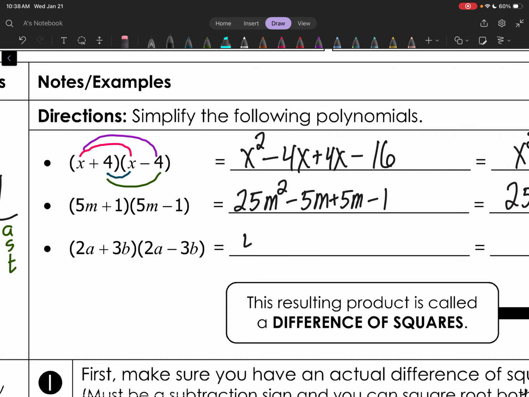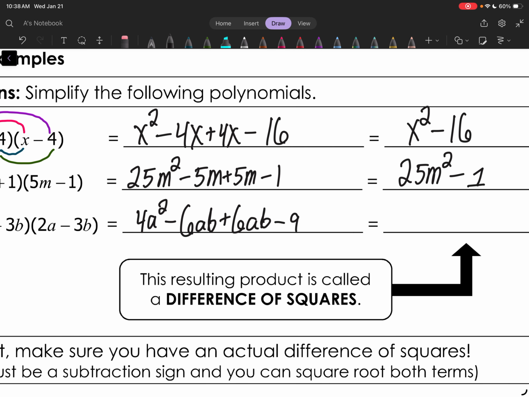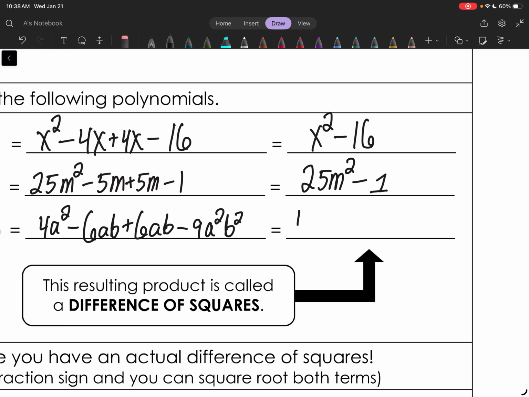All right, the last one is 4a squared, negative 6ab, positive 6ab, negative 9a squared b squared. Whenever I simplify this, I have 4a squared minus 9a squared b squared. Not ab, just b squared. I apologize. I was writing too fast and not paying attention. There we go, that's better.